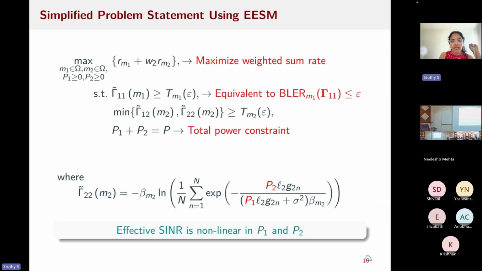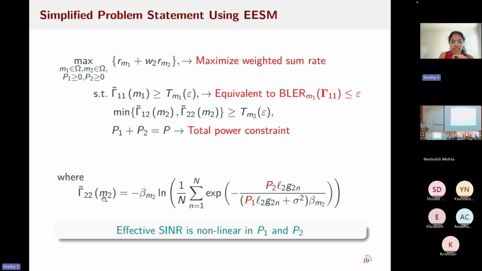So using EESM, we simplify our problem statement. Maximize weighted sum rate subject to: we say that the effective SINR of user 1 should be greater than or equal to the threshold of that particular modulation and encoding scheme for the specified block error rate. It's equivalent to the block error rate constraint. Similarly, the block error rate constraint of user 2 also maps to this, and the total power constraint.